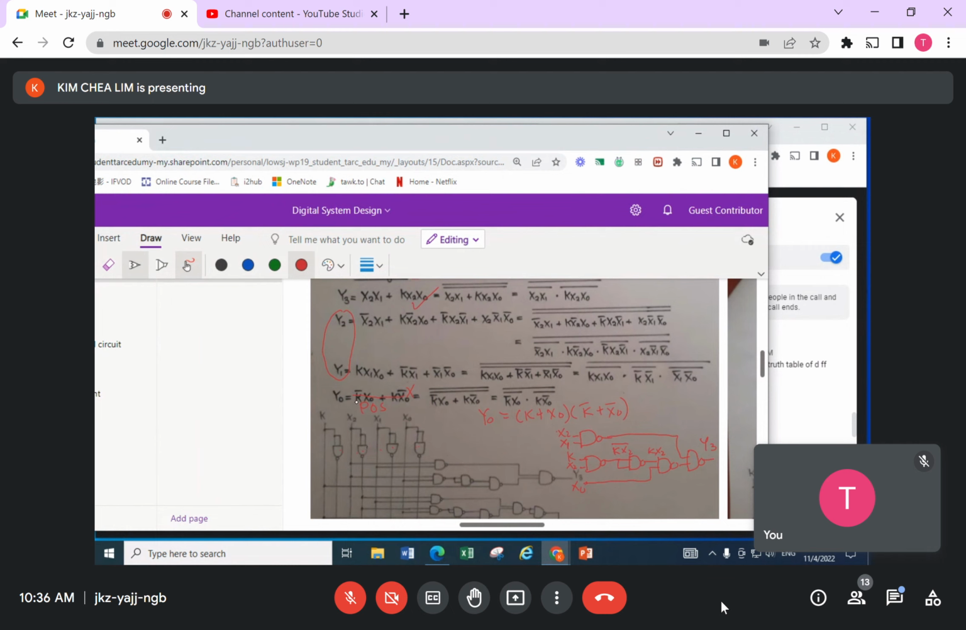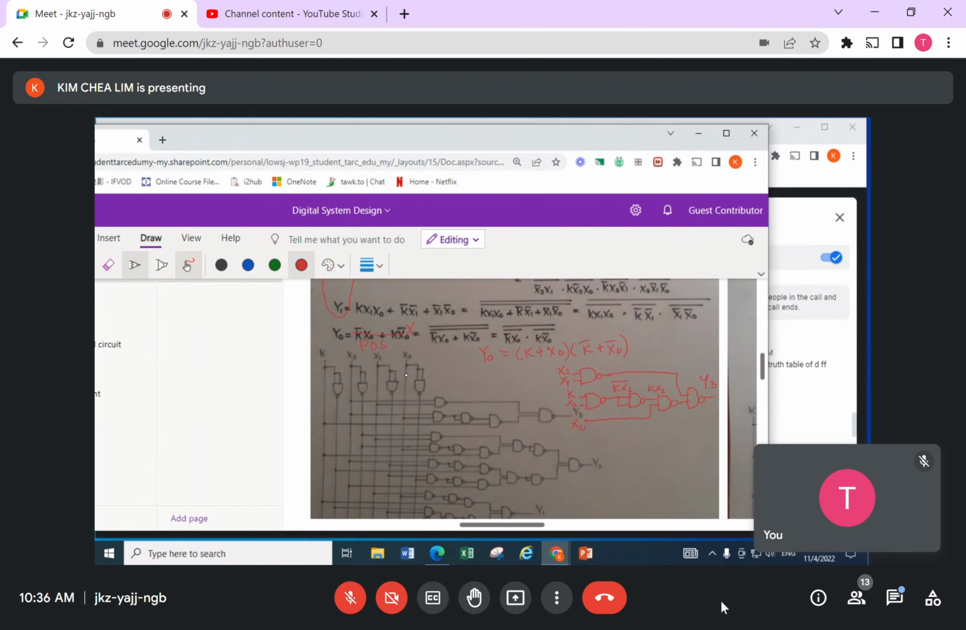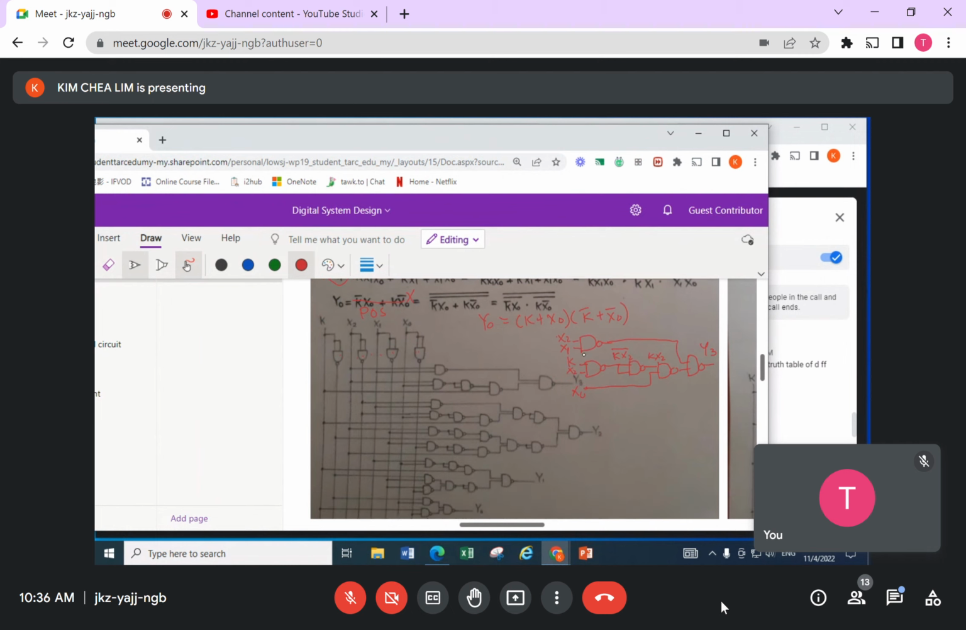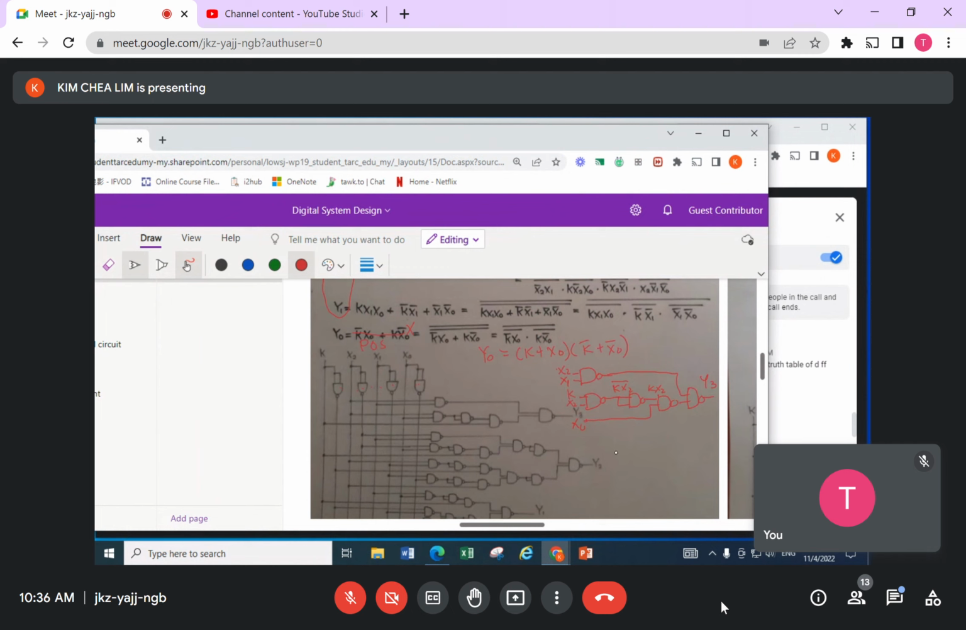For Y3, then next we look at Y0. Y0 is easier. Why? Because both terms are only 2 inputs. So you are going to find that every time this circuit here is 2 level. I know them because it's only 2 variables. So you find that, 2 level. You are going to get this one here as Y0.